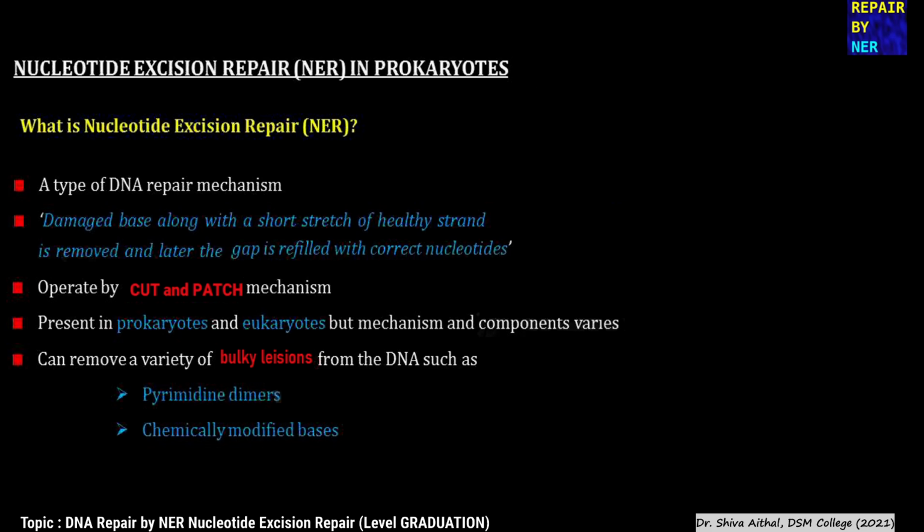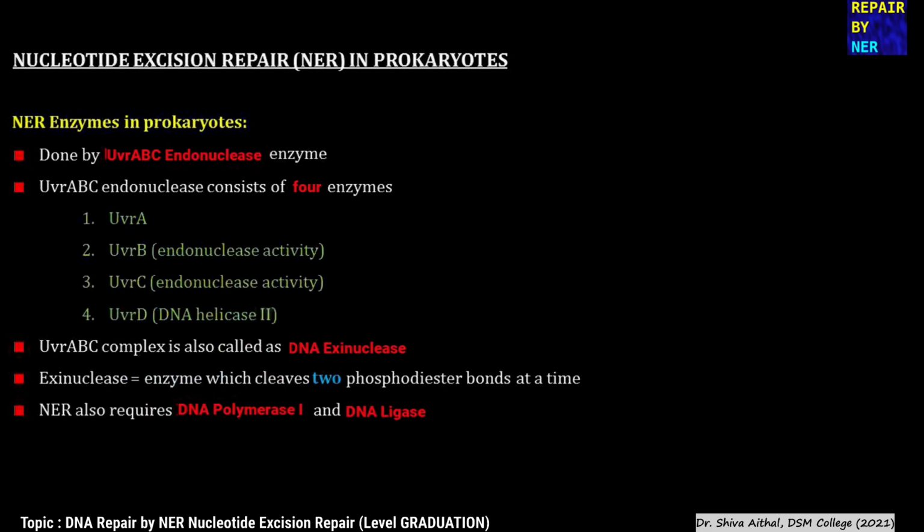Now this nucleotide excision repair can remove a variety of bulky lesions. A bulky lesion is the opposite of a small lesion. A thymine dimer, with only 2 nucleotides adjacently attached, is a small lesion, a short lesion. But if there are many such lesions on the DNA, it will be called a bulky lesion. The photolyase enzyme system was involved in removal of small lesions only. But nucleotide excision repair is capable of removing bulky lesions like pyrimidine dimers and chemically modified bases.